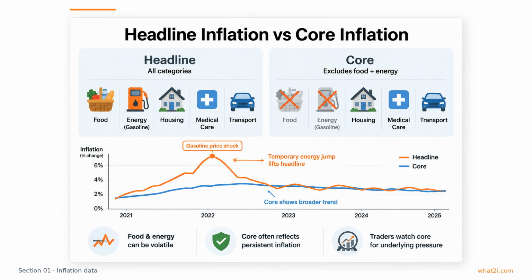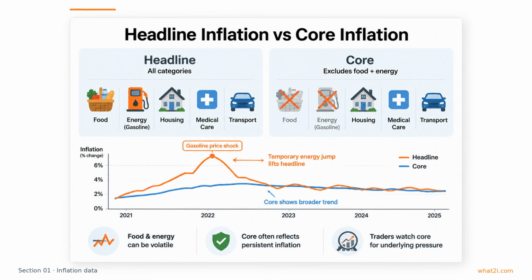Headline inflation includes all categories in the index, while core inflation removes food and energy. Food and energy prices can swing sharply because of weather, geopolitics, or supply shocks, so headline inflation can sometimes move a lot for reasons that do not reflect broad underlying demand.